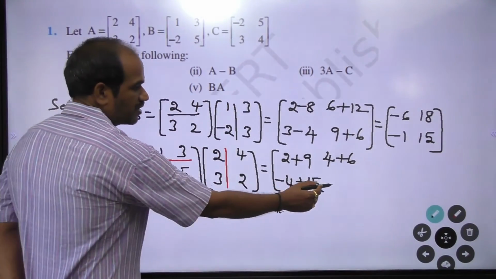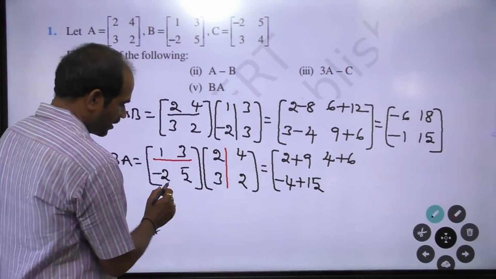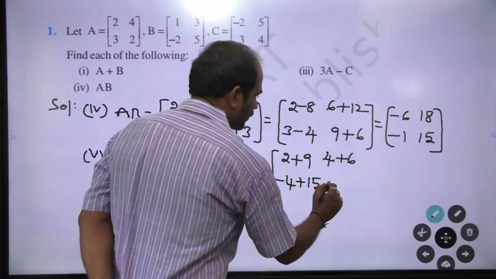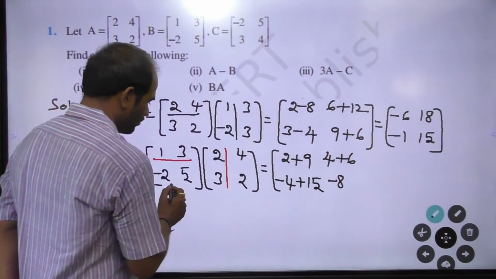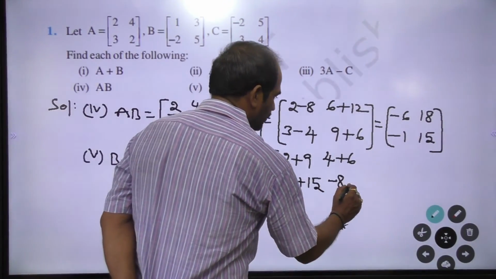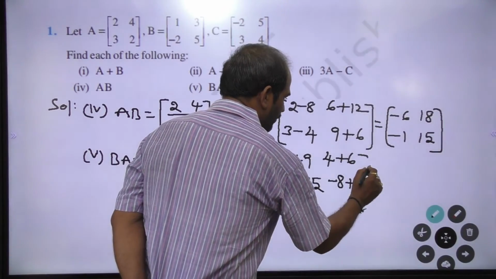Next, this element is second row, second column. So minus 2 into 4. Minus 2 into 4 is minus 8. Next one, 5 into 2. 5 into 2 is 10.